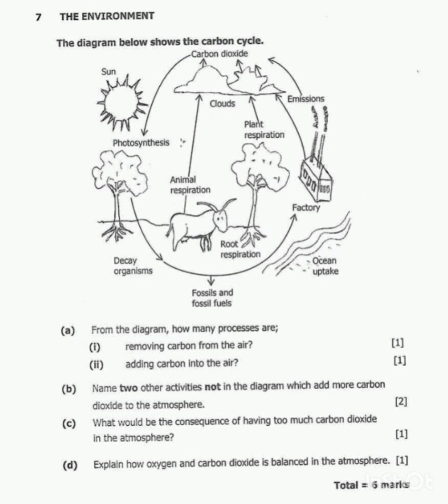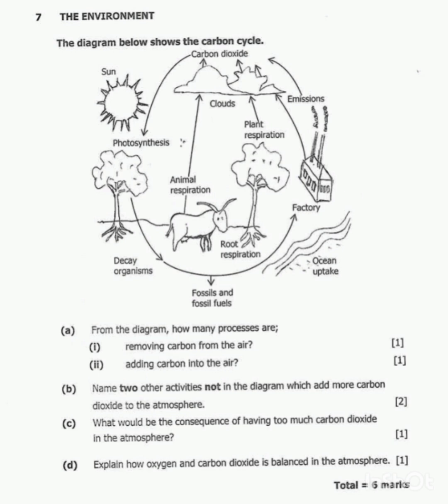Okay, Roman numeral 2, how many are adding carbon into the air? So we're talking about those processes which are now releasing carbon into the atmosphere. So those which are releasing carbon into the atmosphere are the ones which are adding carbon into the air. So let's count. So we have respiration, which is animal and plant, and we also have combustion, which is emissions there. So there are two processes which are adding carbon into the air, because we are saying two.